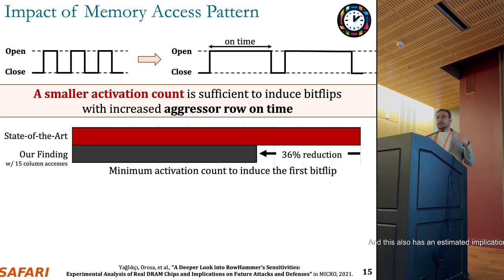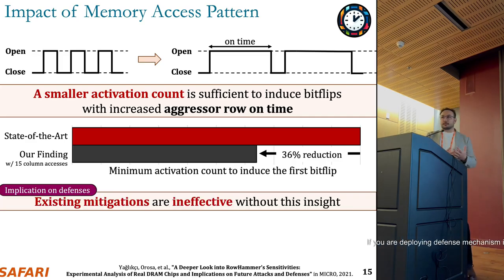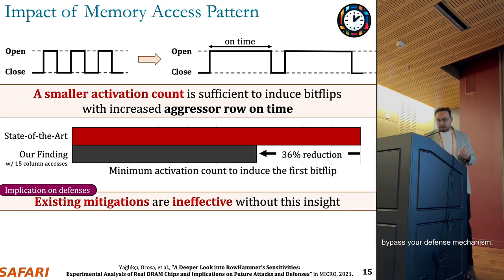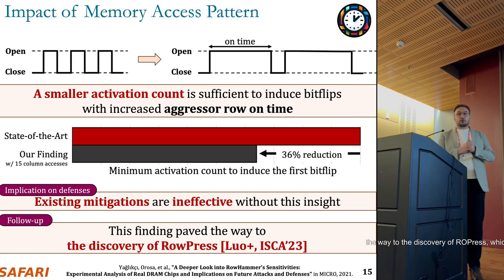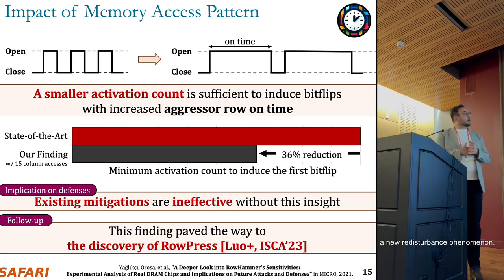And this also has an immediate implication on defense mechanisms. If your deployed defense mechanism in your computer does not account for this kind of effect, you can play with the access pattern and bypass your defense mechanism. And more importantly, this finding paved the way to the discovery of RowPress, which is a new read disturbance phenomenon.